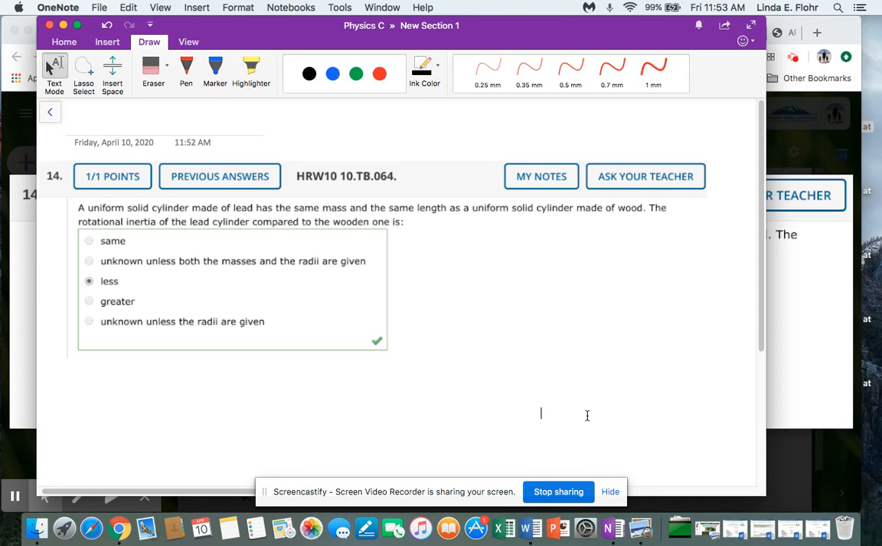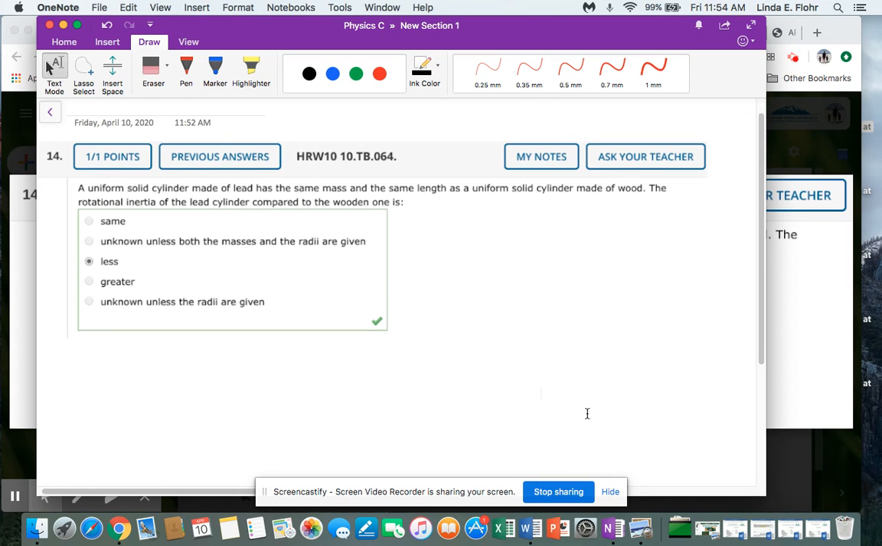But it has to do with the fact that if they have the same mass, but one's made out of lead and one's made out of wood, then they can't have the same size radius because of the densities of those two materials. So you might think about the one with the smaller density, wood, needing a larger radius to have the same mass as a cylinder made out of lead. So you could conceptually think about that, which is very much like physics 1.